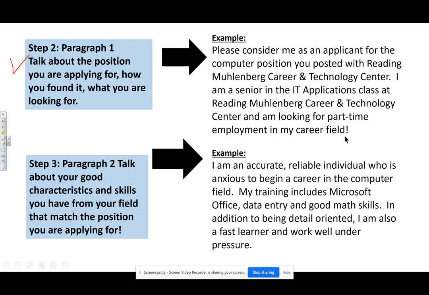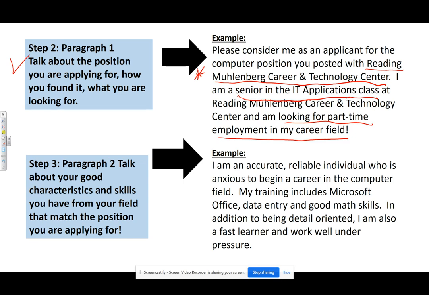So notice that paragraph 1 does a couple things. First of all, it says what position you're applying for. It also says where you found out about it. So this person found out about it at Reading Muhlenberg. And you notice I don't put RMCTC because they may not know where you're from. Using abbreviations sometimes doesn't help you in the process because it's a little confusing. It's telling the person why you have some experience, and it also tells them that you're looking for part-time employment in your career field.